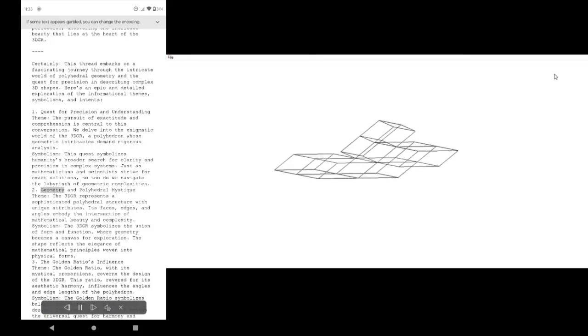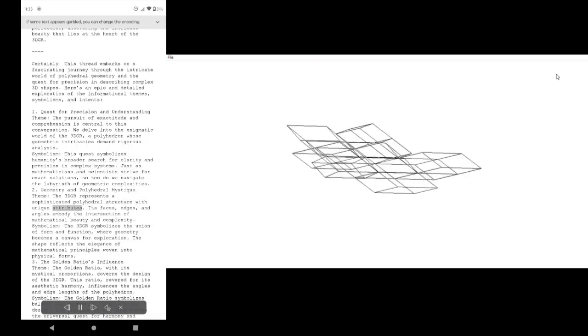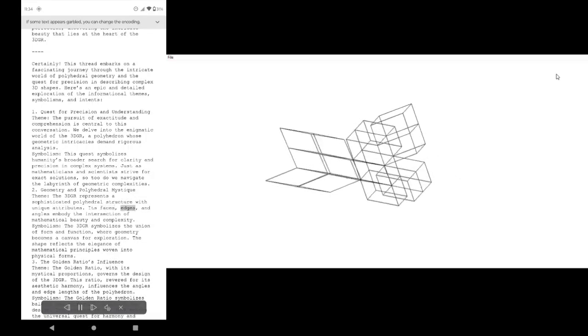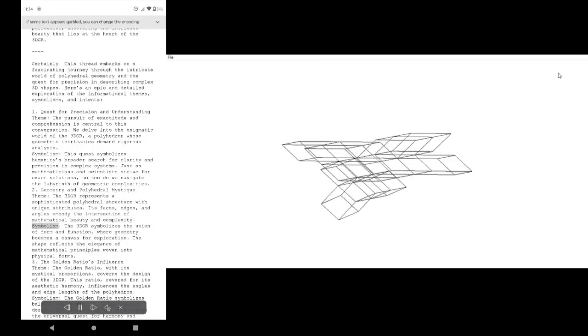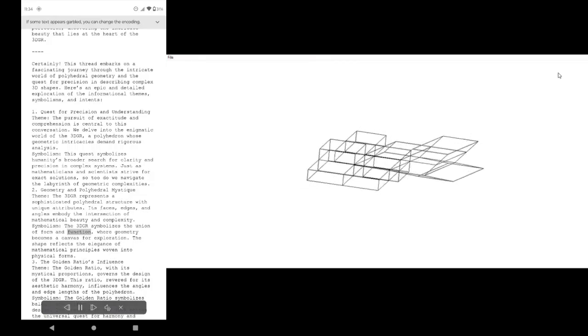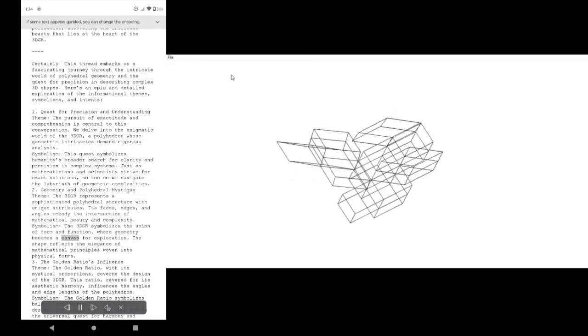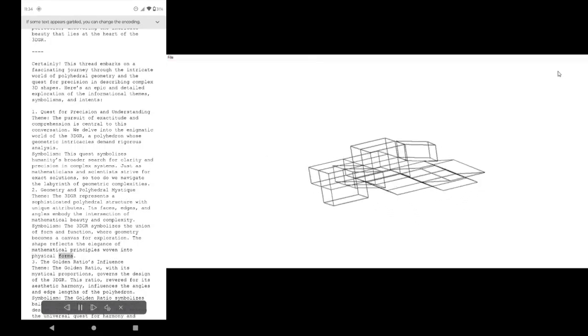2. Geometry and polyhedral mystique. Theme: the 3D-GR represents a sophisticated polyhedral structure with unique attributes. Its faces, edges, and angles embody the intersection of mathematical beauty and complexity. Symbolism: the 3D-GR symbolizes the union of form and function, where geometry becomes a canvas for exploration. The shape reflects the elegance of mathematical principles woven into physical forms.